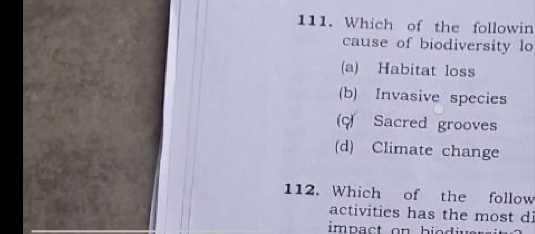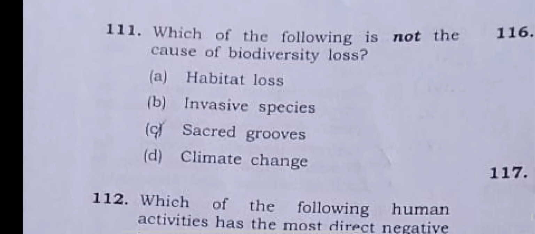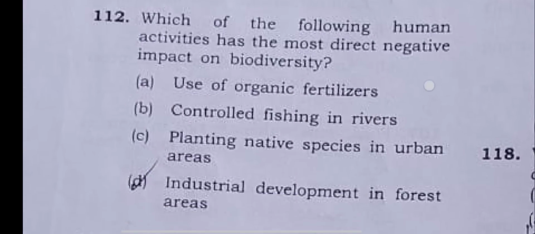All right. Now let us come to question number 111. Which of the following is not the cause of biodiversity loss? The correct option is option number C, that is sacred groves. All right, sacred groves.